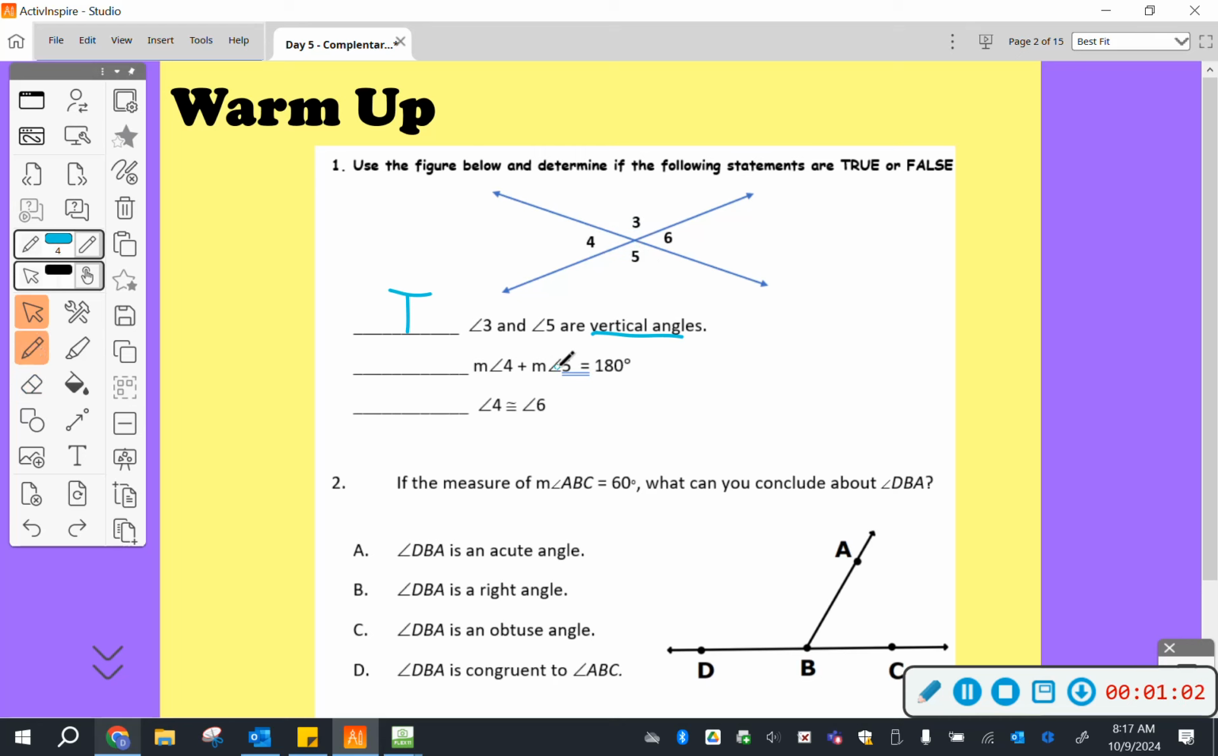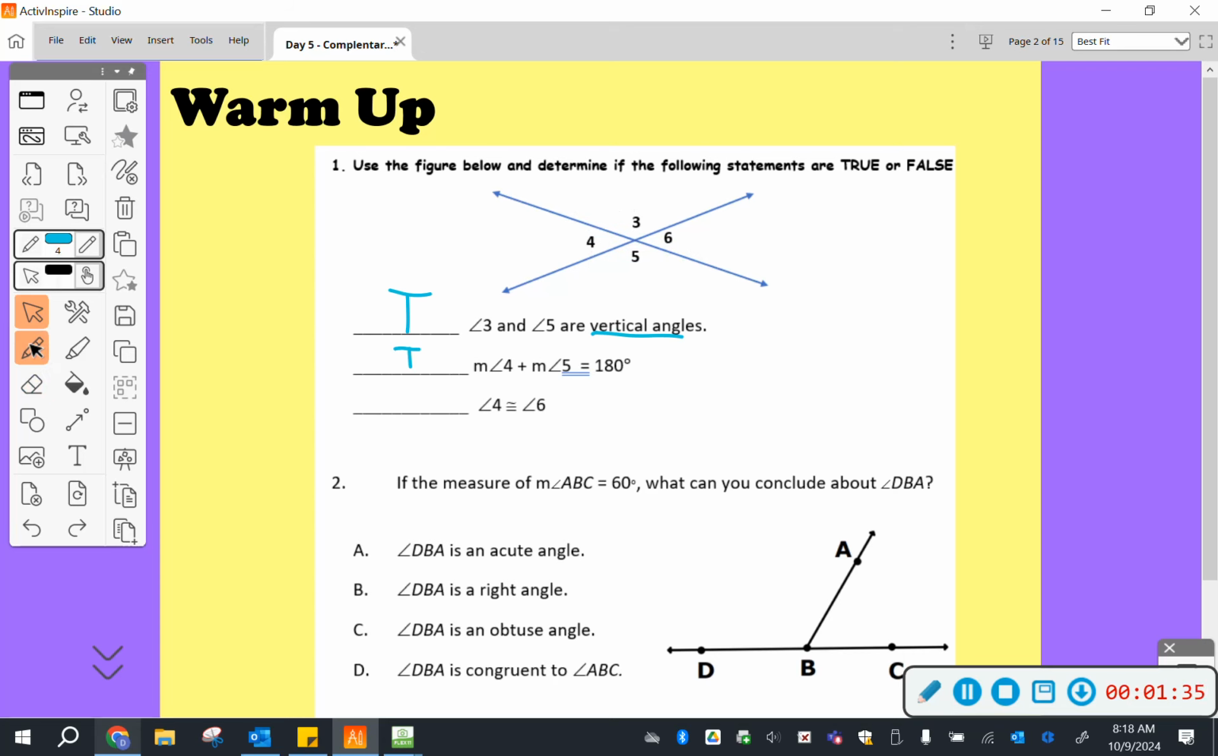Now, 4 and 5. Do 4 plus 5 equal 180 degrees? Is 4 plus 5 180 degrees? I don't know. Is it? Oh, no, not the numbers 4 plus 5. Angles 4 and 5. So looking right here, what do 4 and 5 make? They make a straight line. And what does a straight line add up to? So this is also true. They do add up to 180.